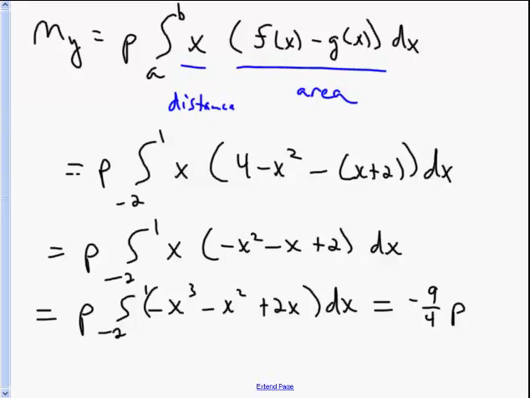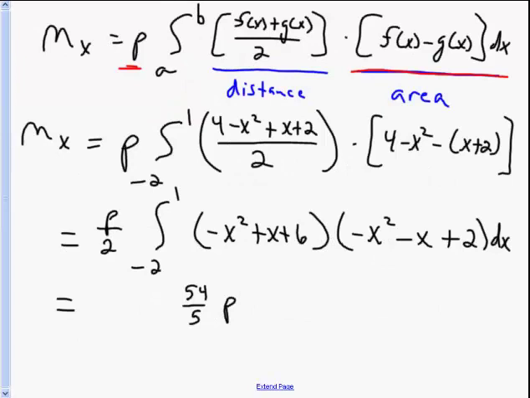So again, plug it into a formula. You're going to have the formulas to use for your tests and stuff, but I just wanted to make sure you understand a little bit of where that came from. A moment, by definition, is distance times mass. And again, our mass is always that area between those two curves times the density rho. And if we're talking about the moment about the y-axis, our distance is x. And if we're talking about the x-axis, the distance that we are from our x-axis is always the sum of those two functions.